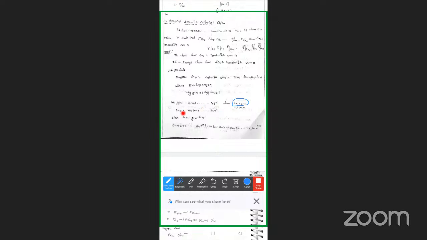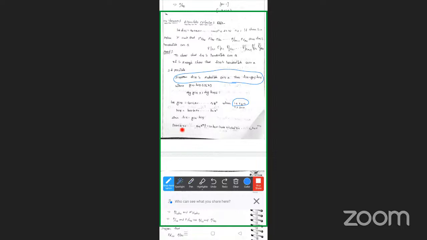So we consider g of x as c naught plus c1 x plus up to cr into x power r, and h of x as b naught plus b1 x plus up to bs into x power s. Since f of x is equal to g of x into h of x, using the reducible polynomial condition, f of x is equal to g of x into h of x.